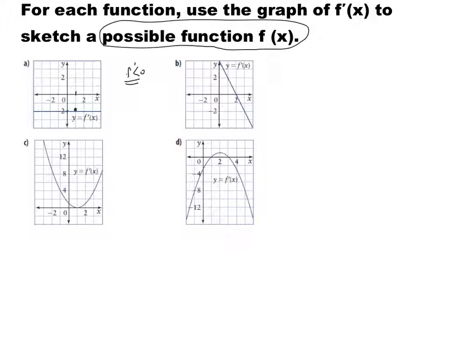When x is negative 1, y is 2. The slope again is going to be negative 2. Connect these two together, and I'm going to get a line which goes through these 2 points. This is one possible function f of x, which is going to have f prime equal to negative 2.